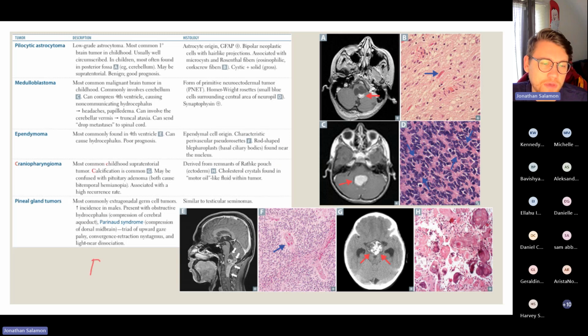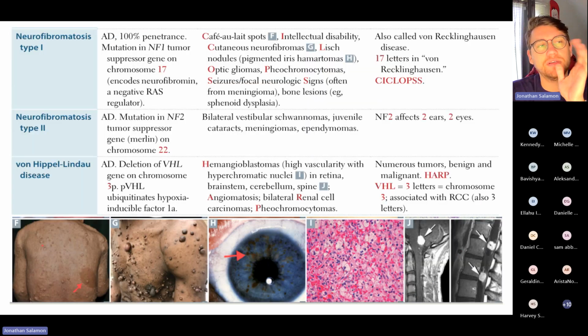And then pineal tumors. We talked about before Parinaud syndrome. You get the vertical gaze palsy because it pushes down on the vertical control centers, right? Top of midbrain. Usually, if they're asking you about a pineal gland tumor, it is because of the mass effect. So either it is obstructive hydrocephalus or the vertical gaze palsy.